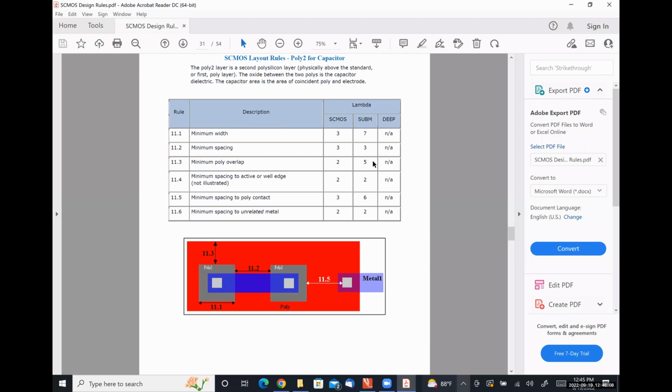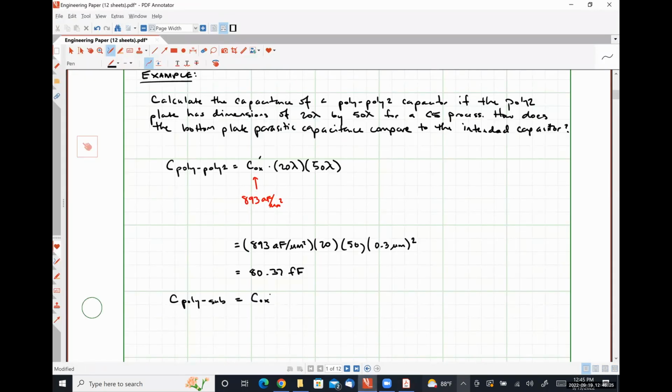So we have to be 5 lambda to the left, 5 lambda to the right, 5 lambda to the bottom, 5 lambda to the top. So effectively, we just need to add 10 lambda to both dimensions to take this into account. So we're going to have a 30 lambda by 60 lambda bottom plate. Anything larger than that would still work for this particular poly to poly 2 capacitor. However, it would just result in a larger bottom plate capacitance, which is bad. So we're going to assume that this is what we're using.